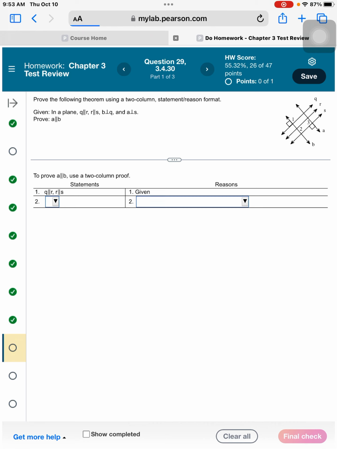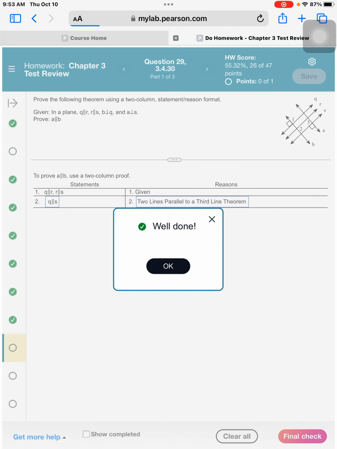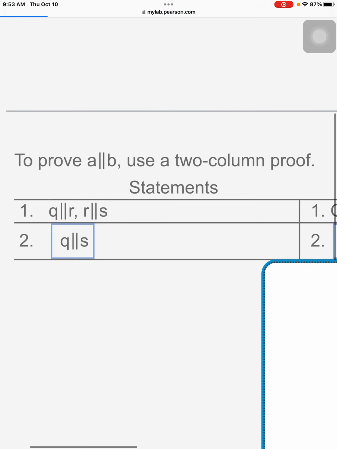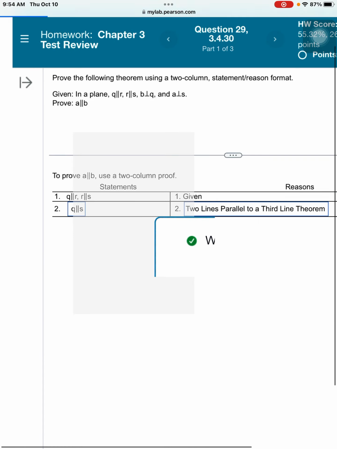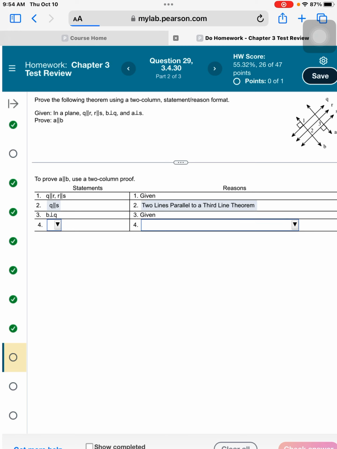PQ and AS. Prove that A is parallel to B. Okay. QR and RS is parallel. I was going to say QS. I knew it. QS, because of what? Two lines parallel to a third line theorem. We didn't hear it in that way, which is probably why this won't be on your exam. But think about it. If Q and R is parallel and R and S is parallel, which was given to us, what do you think we can say next? That Q and S is also parallel.